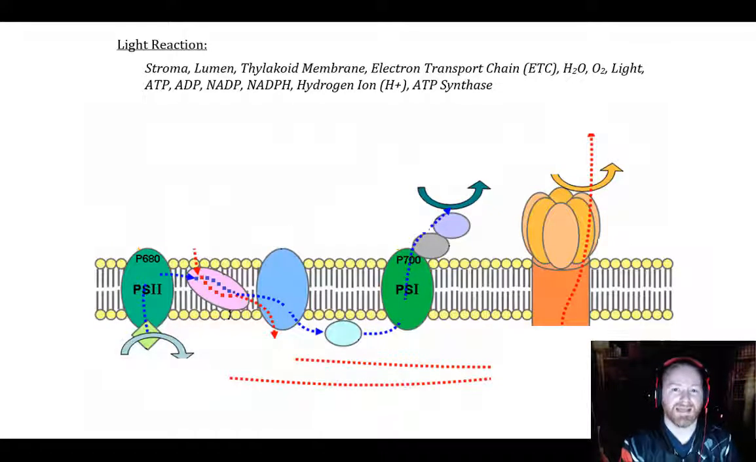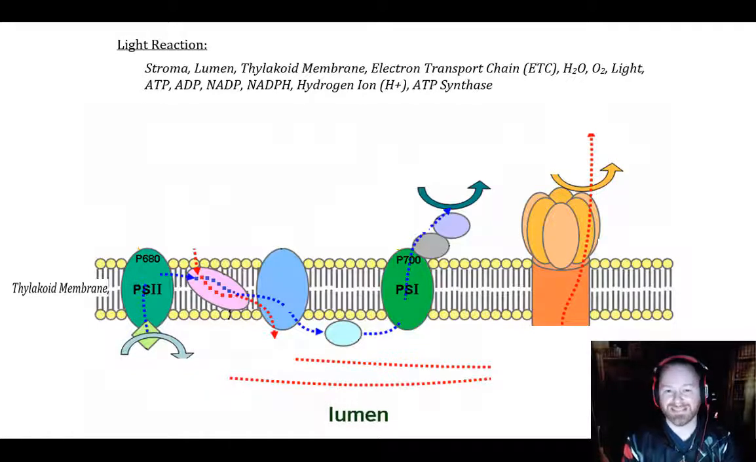So when we talk about the light-dependent reaction, or the light reaction, this is happening on the thylakoid membrane. On the opposite sides of this membrane are two substances: the lumen, which is on the inside of the thylakoid, and the stroma, which is on the outside of the thylakoid.